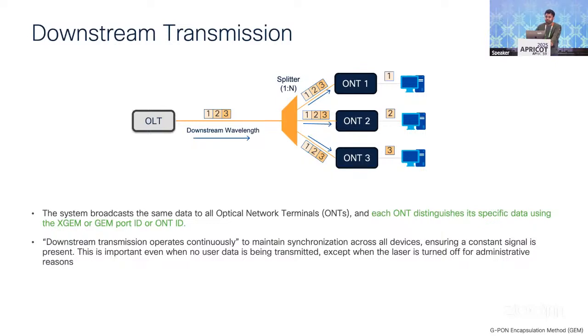The next thing to understand is that the downstream transmission operates in a continuous mode. That is, the laser is always on in this case, and it can only be turned off when you exclusively turn it off. So we have to make sure that it is on all the time.